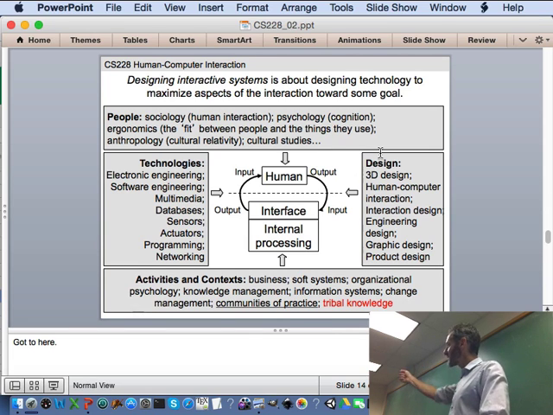Finally, if we're designing software for people, we need to think about what are those people doing, what's the activity they want to get done, and what is the physical and social context in which they're going to do it. So we're going to think about business soft systems, organizational psychology, communities of practice, tribal knowledge. Tribal knowledge is a good example. I just added that one in red. It might not be on your slides. Who knows what tribal knowledge is?